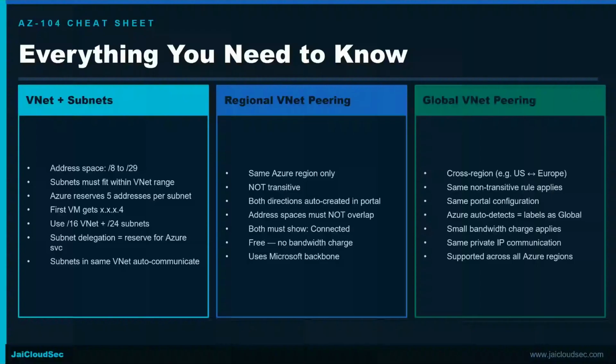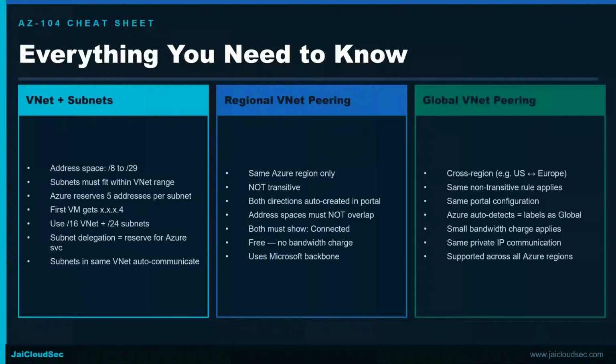Let's recap everything we built today. Virtual networks, private isolated networks in Azure. Address space in CIDR notation: /16 for the VNet, /24 for subnets. VMs get private IPs automatically. No public IP needed when using Bastion. VNet peering, direct private connection over Microsoft's backbone. Not transitive. Both directions auto-created in one step. Address spaces must not overlap. Both must show connected status. Global VNet peering, exactly the same as regional, but across different Azure regions. Azure detects it automatically. Small bandwidth charge applies.